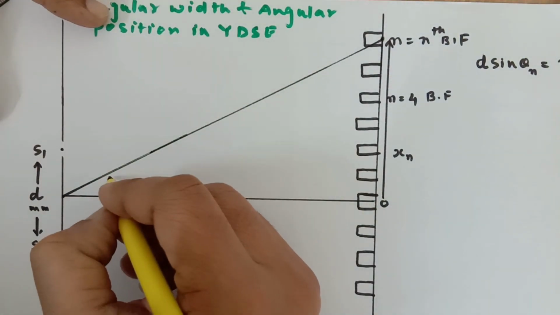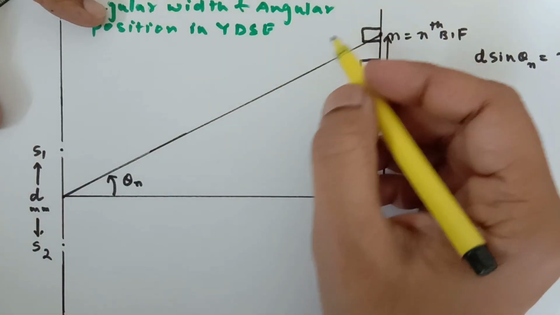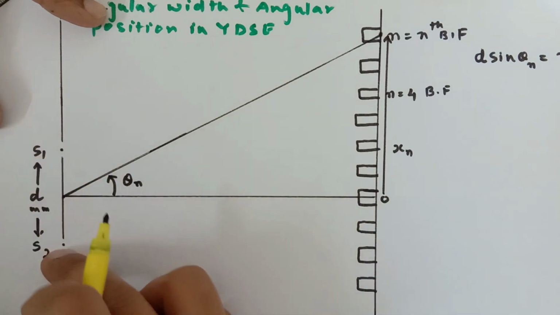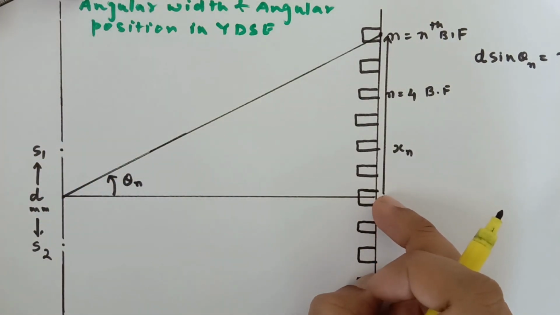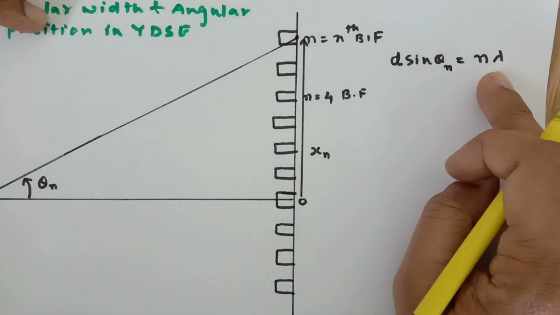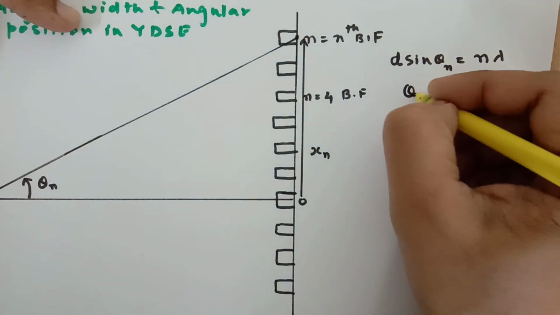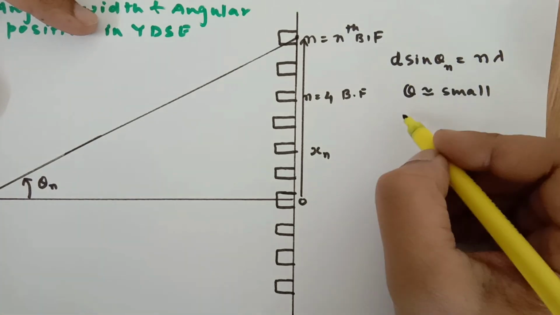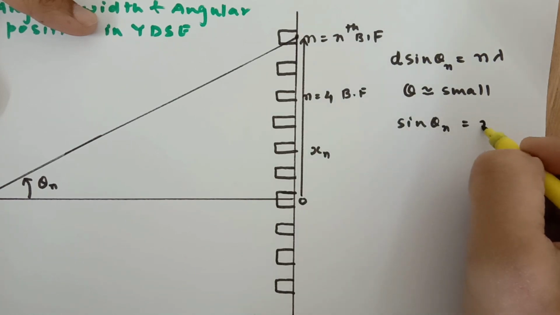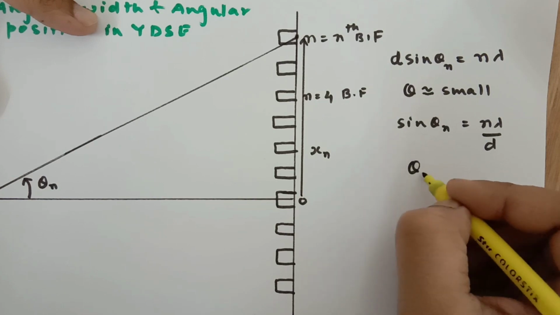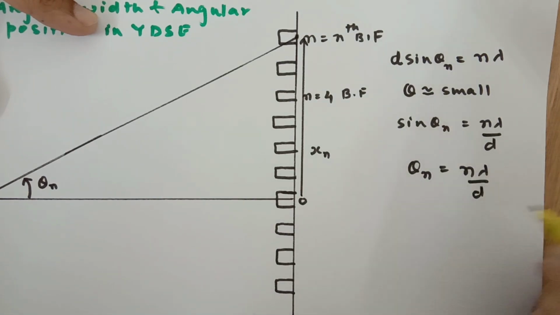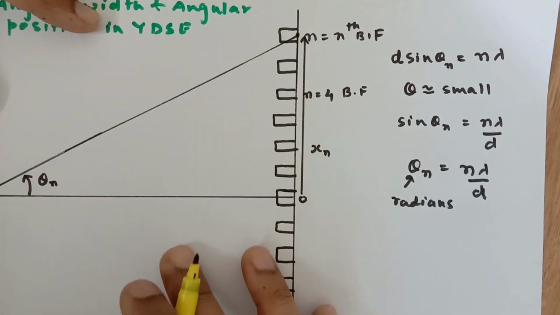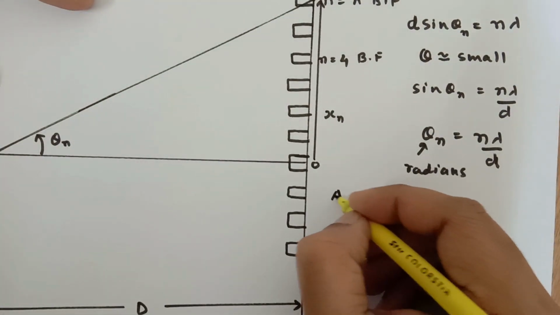Now this angle is called theta n, and this is the angular position of the nth bright fringe with respect to this baseline or central line, which connects the S1, S2 midpoint with the center of the screen. So if I am asked to find this angular position, I am supposed to use this expression, and we are going to consider theta very small. When theta is small, you can say that d sine theta is only equal to d theta. So this can be written as d theta n is equal to n lambda, and then this can be further reduced as theta n is equal to n lambda by d. You need to understand this very well, that this is considered for theta very, very small, and this answer would be in radians.